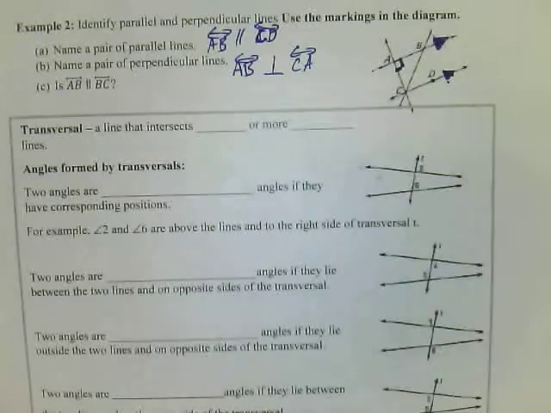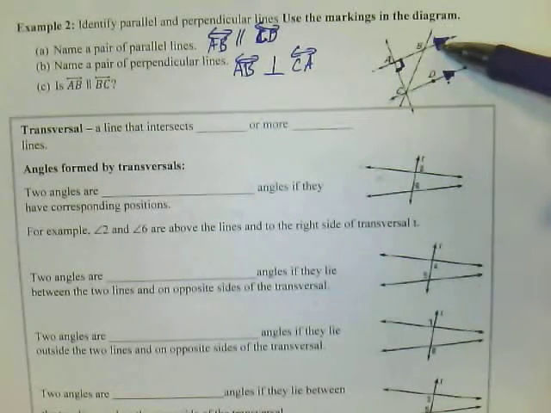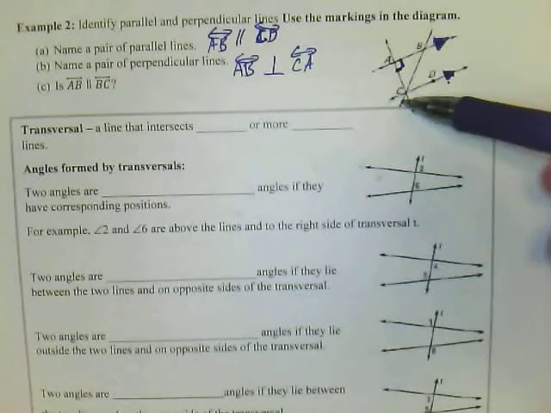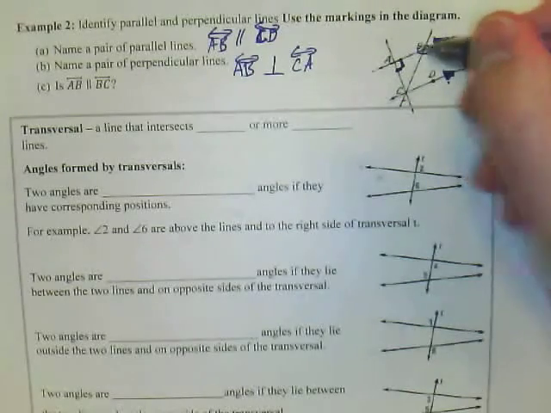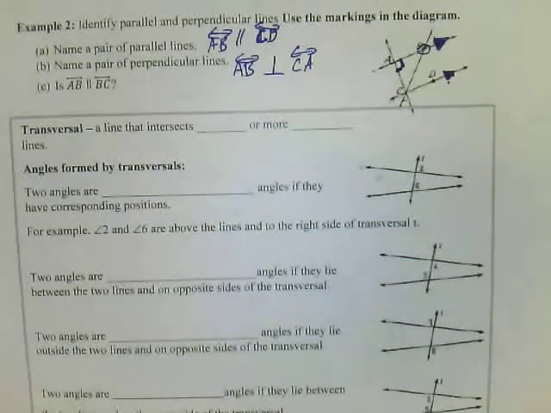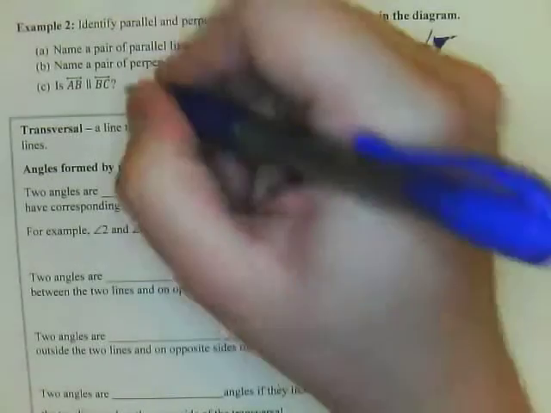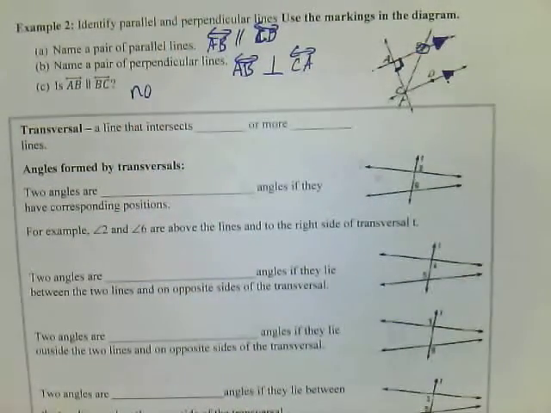And part C, is line AB parallel to line BC? Well, no, they intersect right here. So if the lines intersect, then they cannot be parallel. Being parallel means that they do not intersect. So no, that is not the case.